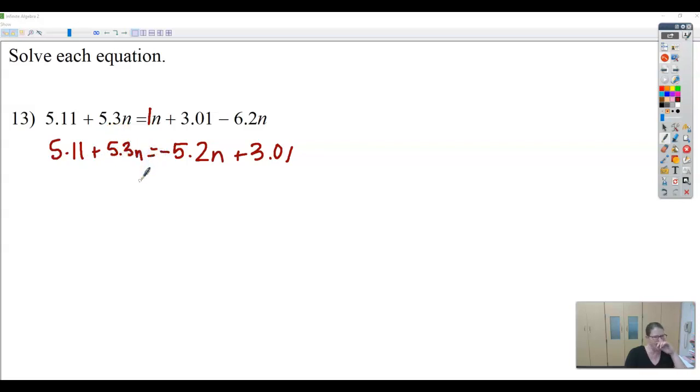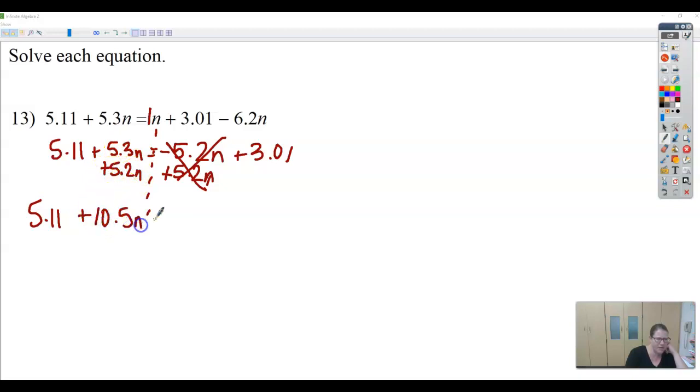So now I need to get everything on the same side. Since this is a negative 5.2, I'm going to go ahead and add that to both sides. Remember, if it has an n or variable with it, you can only add it to terms that also have that. You do it to both sides of the equal sign, right? So 5.11 plus 5.3 plus 5.2 would be 10.5n equals 3.01.